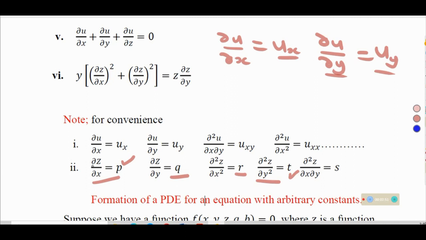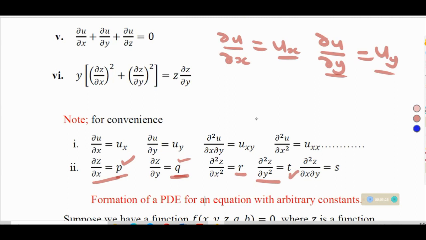At times, someone might leave his or her answer in terms of del z del x, or someone can put the answer in terms of p, q, r, t, and s. In other words, you need to know what q represents, what p represents. Del z del x will be standing for p, del z del y will be standing for q, del 2z del x squared will be standing for r, t will be standing for del 2z del y squared, and s will be standing for del 2z del x del y.